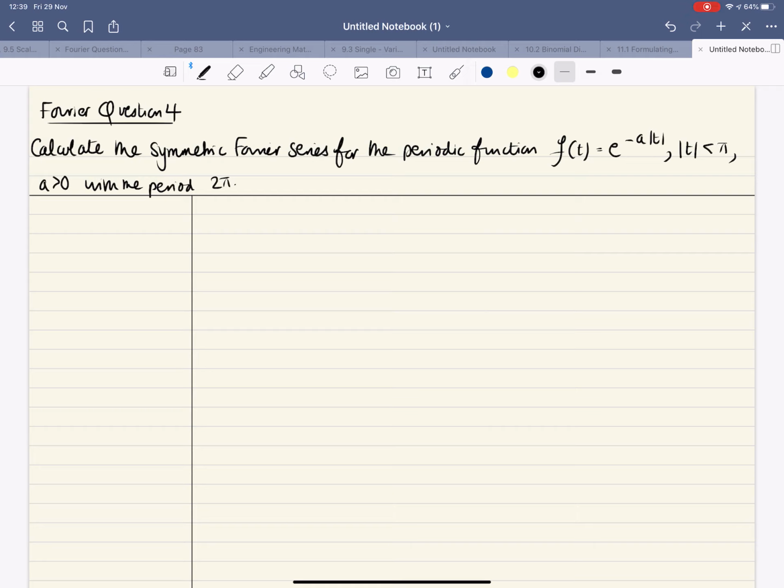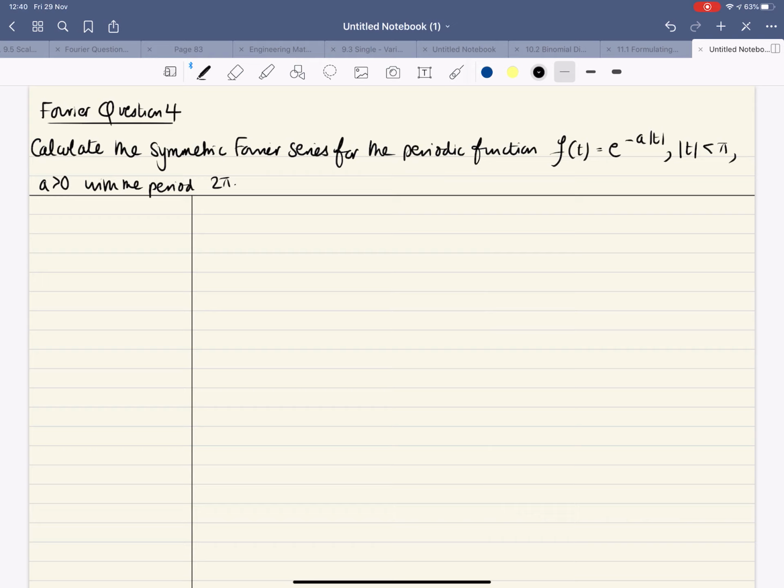Okay, so I'm just going to do question 4 because it's quite a long one and I'm not sure how much space I'm going to need. So it's question 4. And question 4 says, I copied it down here, but I'm checking I've got it right. Calculate the symmetric Fourier series of the periodic function f of t is e to the minus a mod t, where mod t is less than pi and a is greater than 0 with a period 2 pi. That is correct.